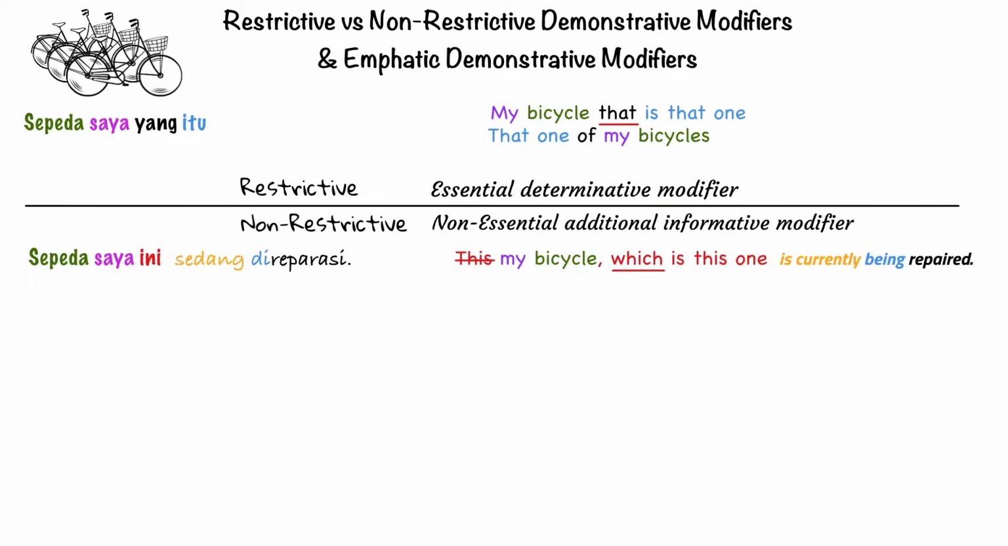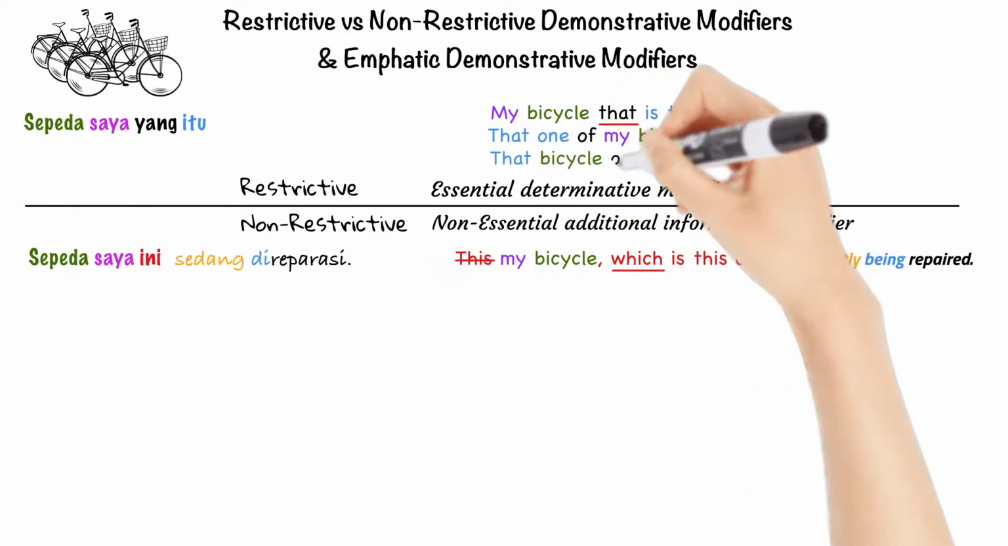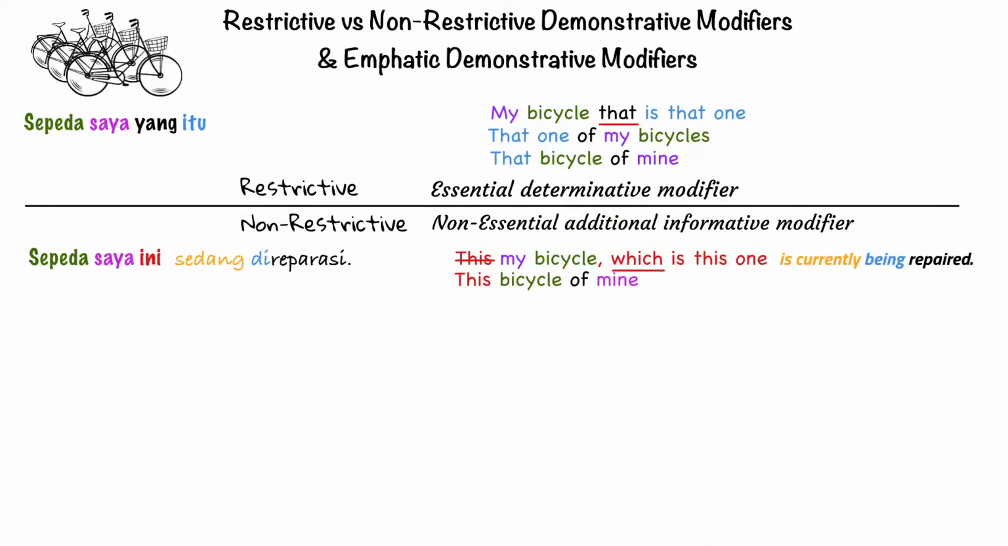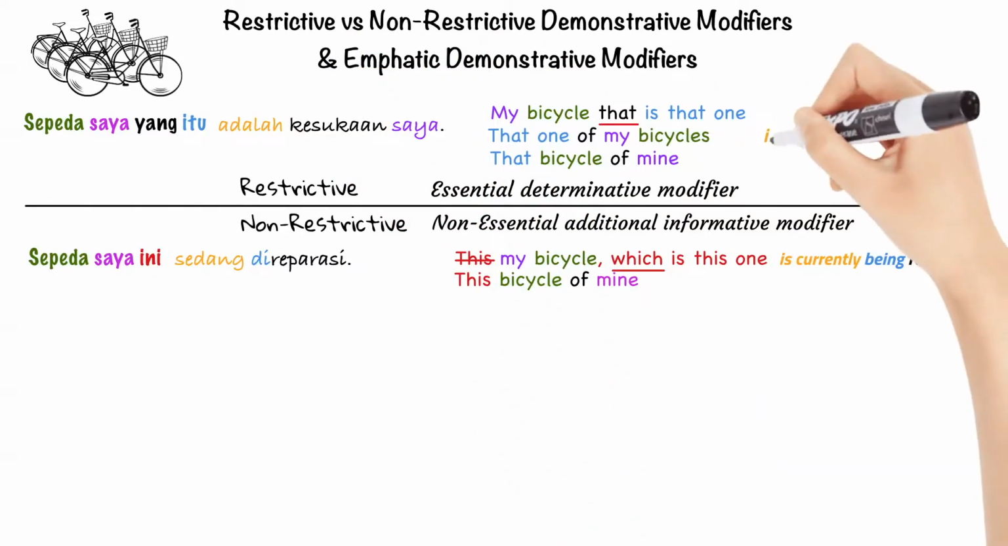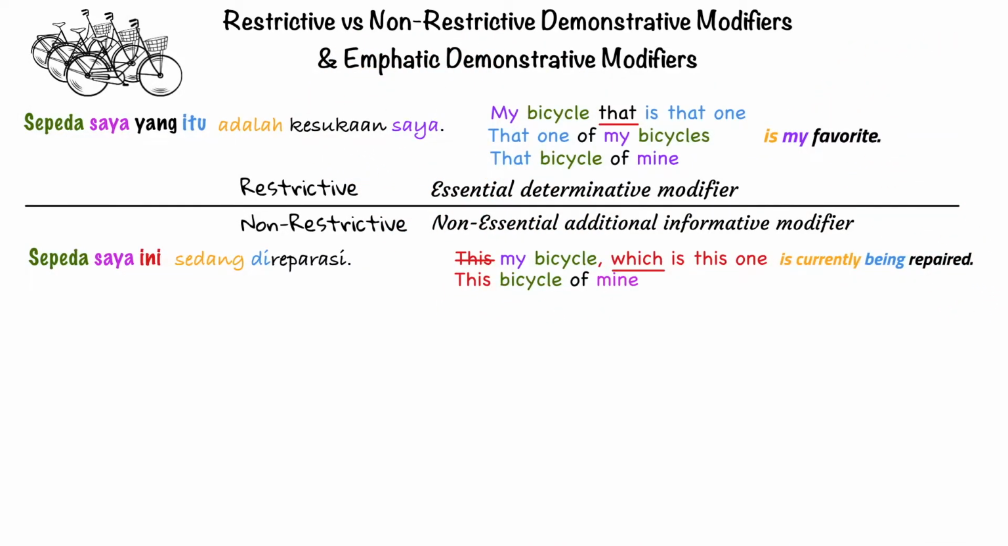And of course, in English we can also say that bicycle of mine for both cases for the sake of shortness and simplicity by not informing the listener about how many bicycles I actually have. In a sentence, sepeda saya yang itu adalah kesukaan saya. That bicycle of mine is my favorite.